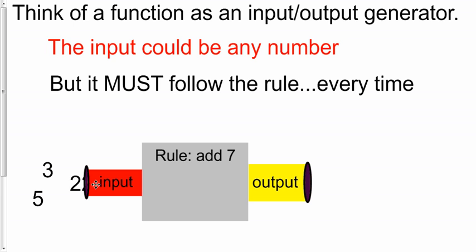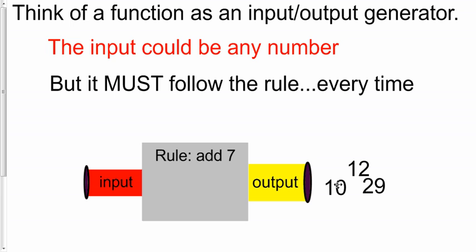So 22 plus 7 is 29. I also know that 3 plus 7 is 10. And 5 plus 7 is 12. So it's the idea of we're going to take a number and we're going to do the same thing to that number no matter what the number is. In this case, the function is add 7. So any number we put in there will have 7 added.